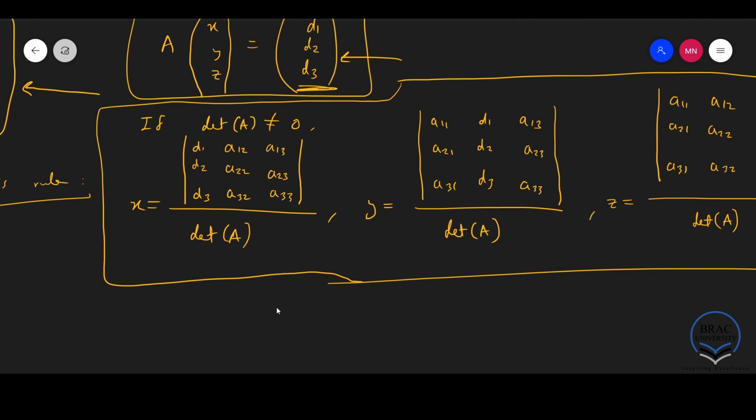Right? And this is Cramer's rule for a three-variable system with three linear equations. Right? So if the determinant of A is non-zero, then our system has a unique solution. We will get a unique solution.